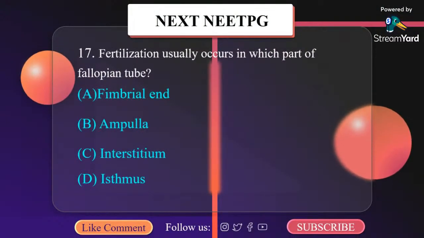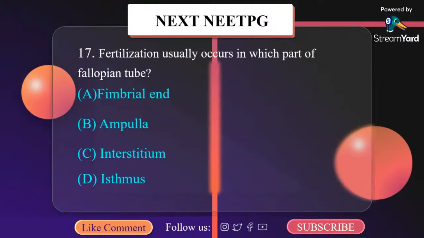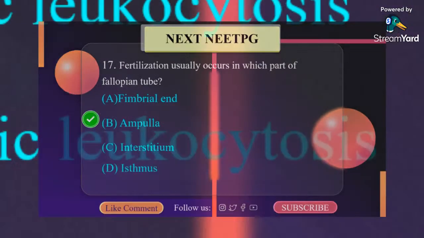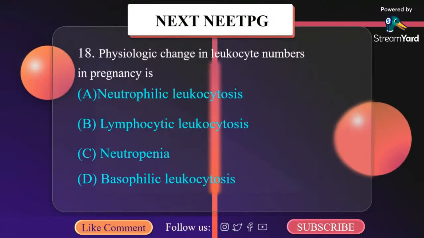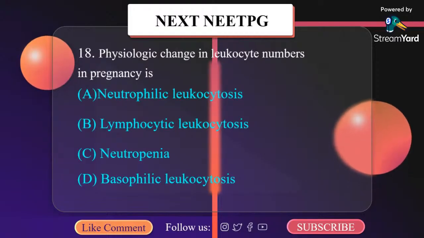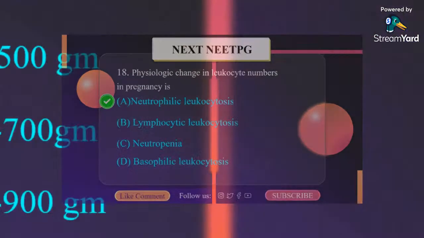Fertilization usually occurs in which part of fallopian tube? A. Fimbrial end, B. Ampulla, C. Interstitium, D. Isthmus. It is ampulla. Physiologic change in leukocyte number in pregnancy is A. Neutrophilic leukocytosis, B. Lymphocytic leukocytosis, C. Neutropenia, D. Basophilic leukocytosis. It is neutrophilic leukocytosis.